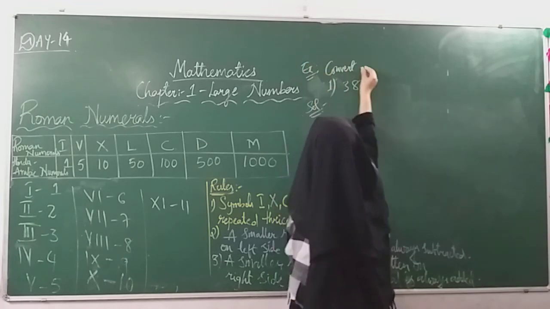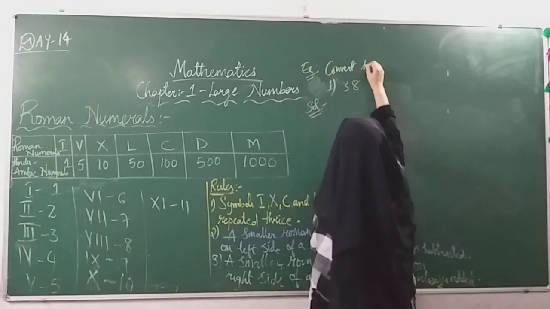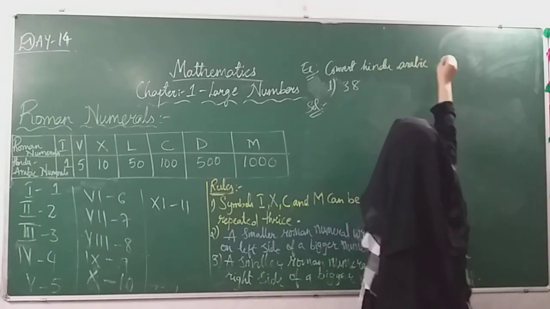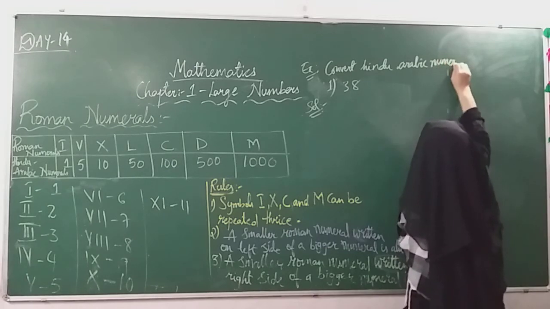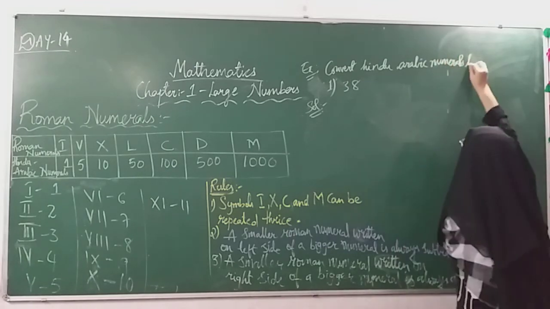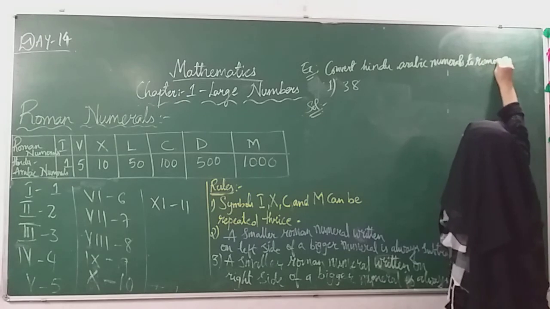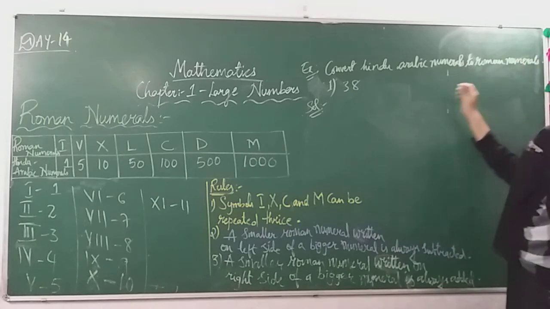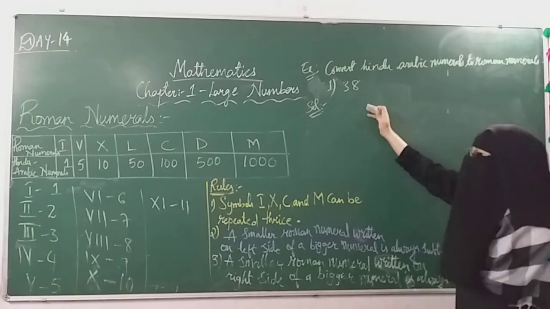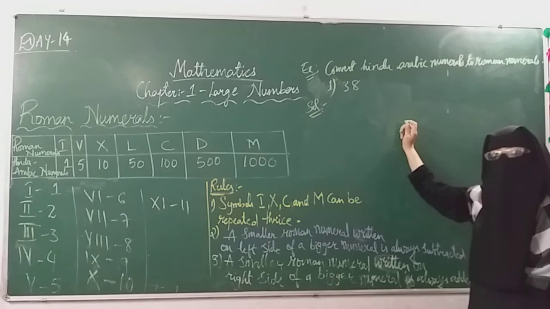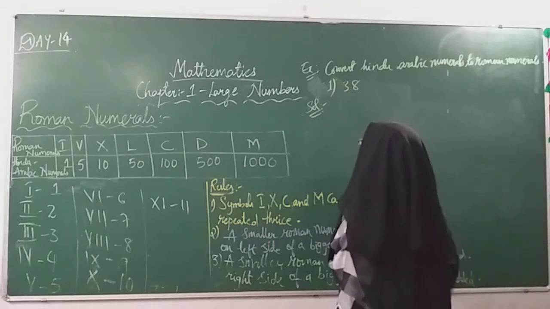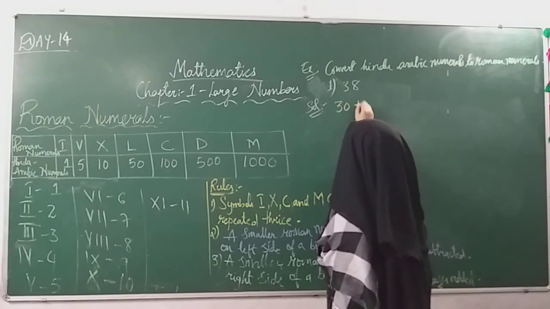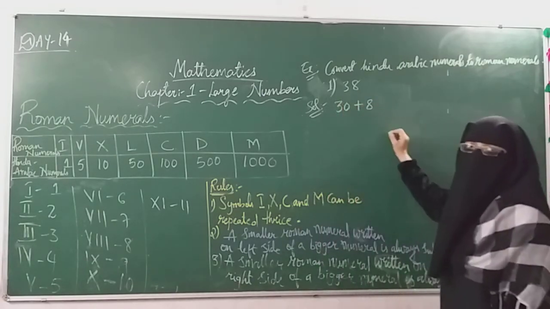Example: convert Hindu-Arabic numerals to Roman numerals. This is our Hindu-Arabic numeral, our number. We are going to convert this Hindu-Arabic numeral to Roman numeral. Let's start the conversion. This is 38. I'm doing separation: 30 plus 8. It's an easy way to write like this.